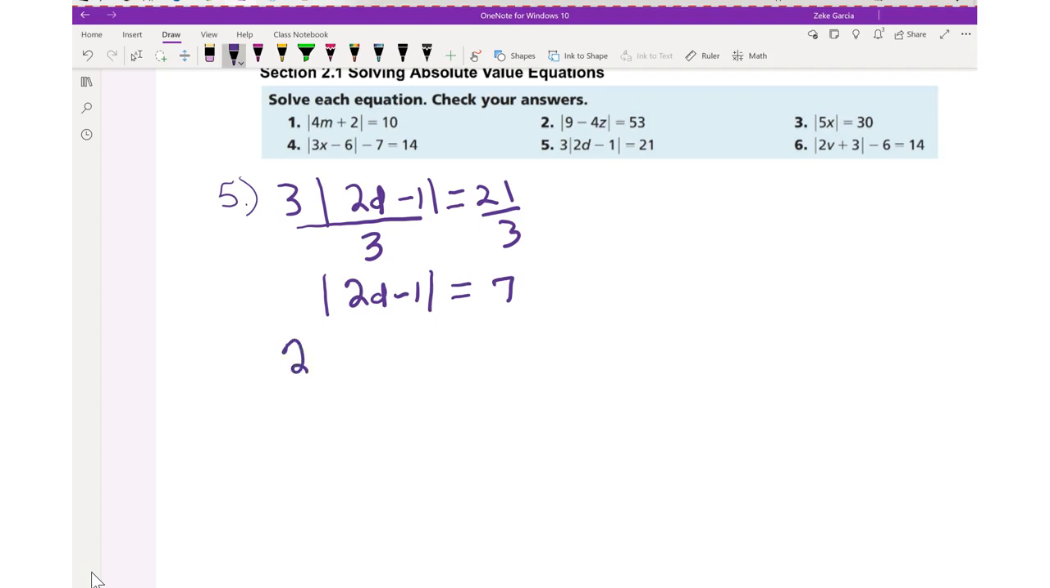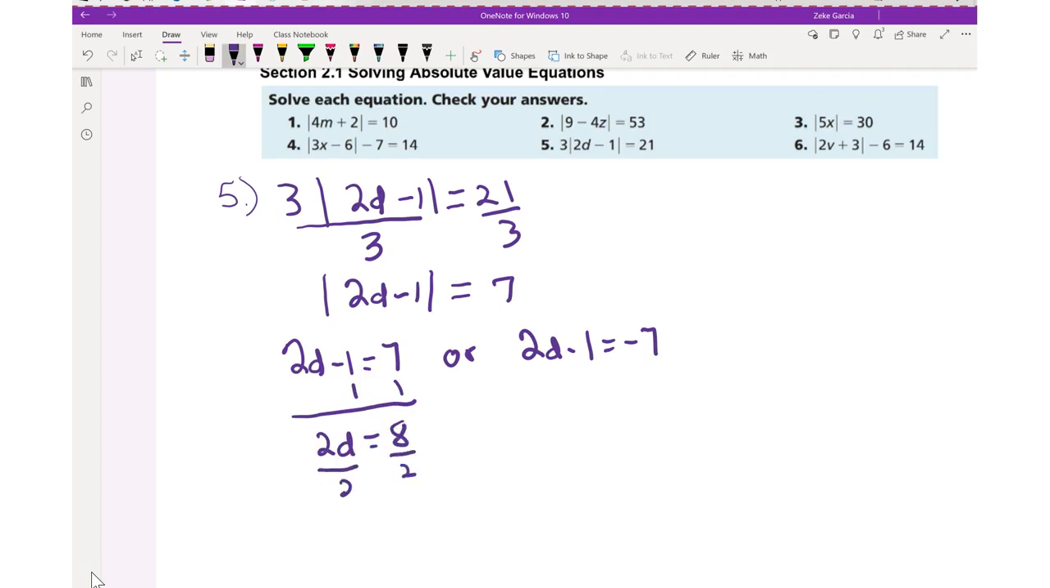Now you can say 2d minus 1 is equal to 7, or 2d minus 1 is equal to negative 7. You're going to add 1 to both sides. So you have 2d is equal to 8. Divide by 2. So we know that d is equal to 4.